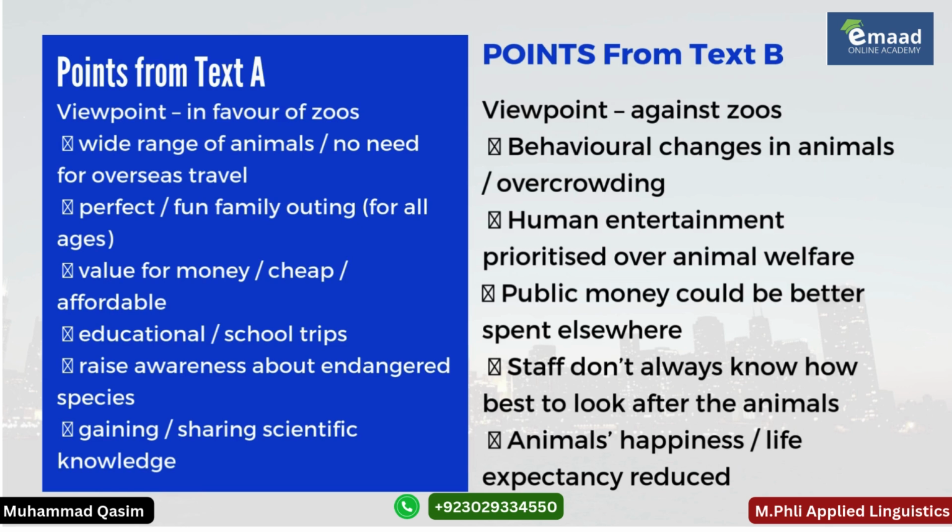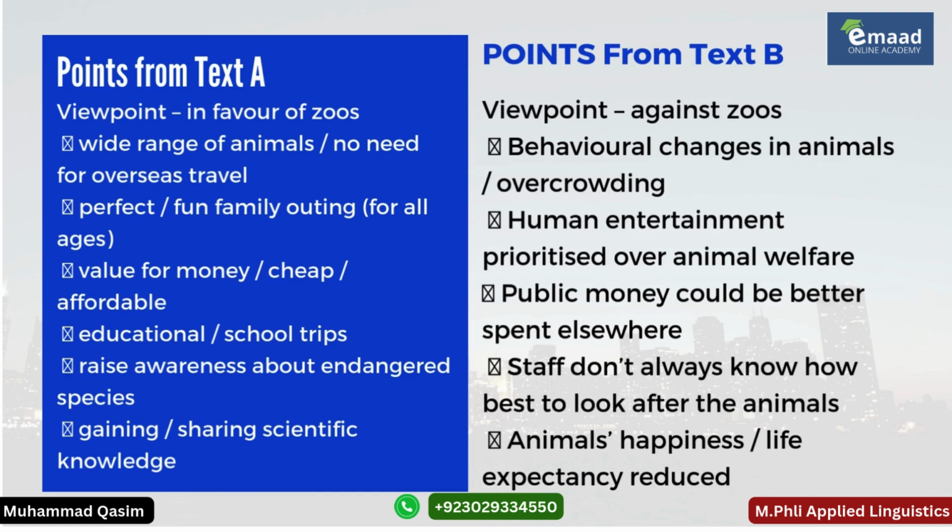So in your directed writing question, keep it in your mind whatever text appears there, because obviously it will be unseen. So you need to create some points in your mind from the text that you need to cover, that you need to evaluate. And from text B, overall viewpoint is against zoos. Behavioral changes in animals when you pack them, when you put them into cages and in zoos, lock them, or an overcrowding place. There are too many animals in a very little space. Human entertainment prioritized over animal welfare.